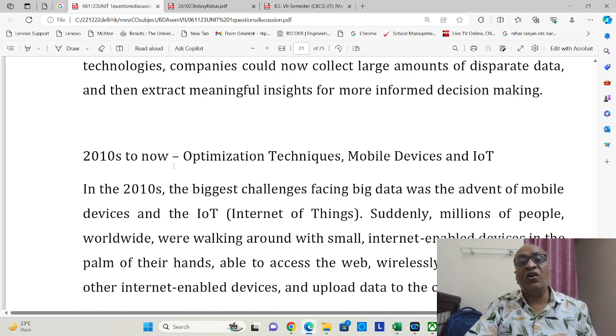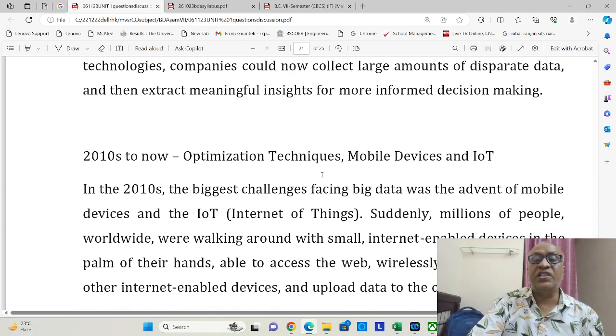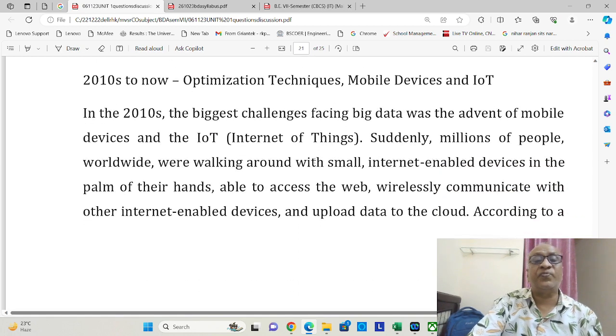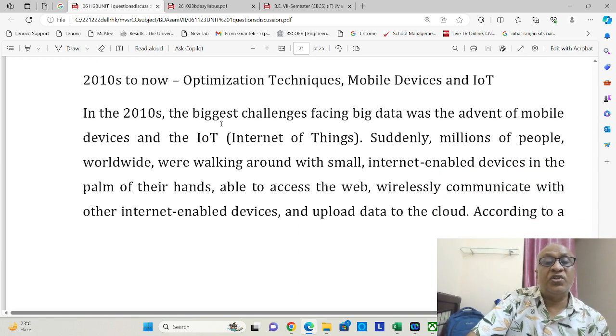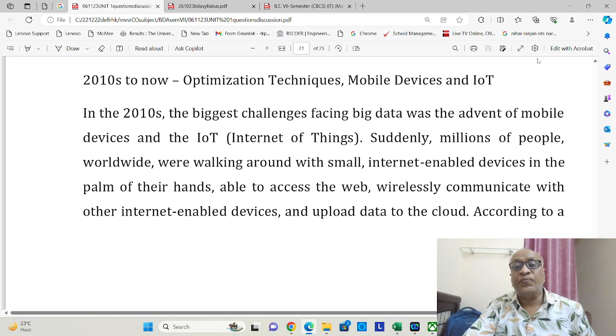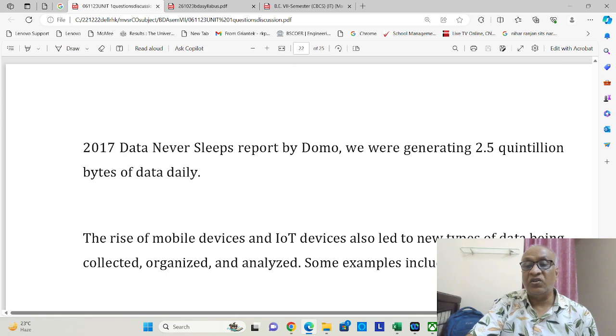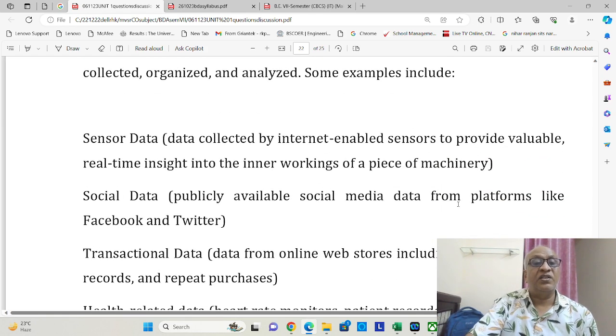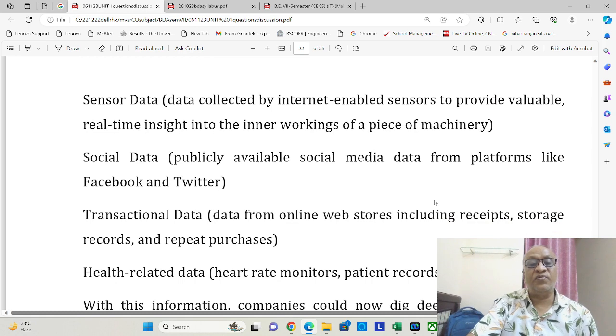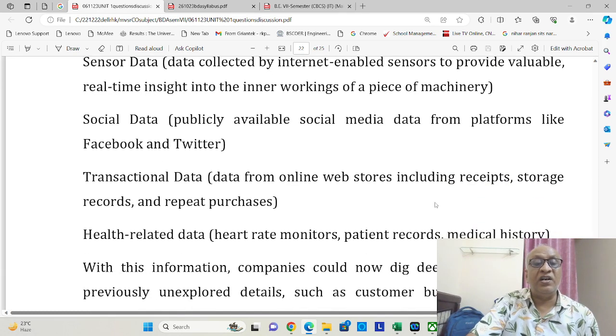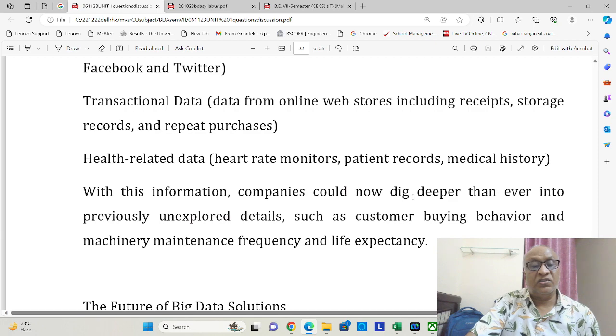From 2010 till now, optimization techniques, mobile devices, IoT came into picture. Because big data was generated more with the advent of mobile devices and IoT. The rise of mobile devices and IoT devices led to new types of data being collected, organized, and analyzed. For example, sensor data, social data, transactional data, health related data.